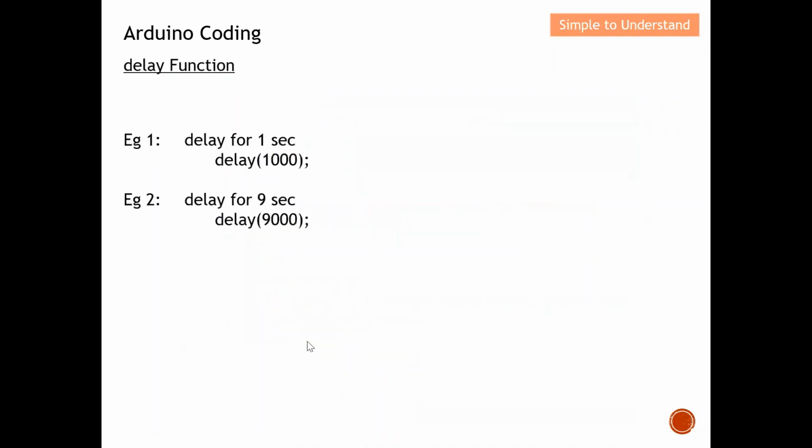Let me give you an example on this delay here. If we want to delay for 1 second, how we write is delay 1000, which I shared with you earlier on. This delay is in units of 1 millisecond, so if we put 1000, it will be equivalent to 1 second. Again, if we want to delay for 9 seconds, we just put 9000. Basically, this is the delay function.